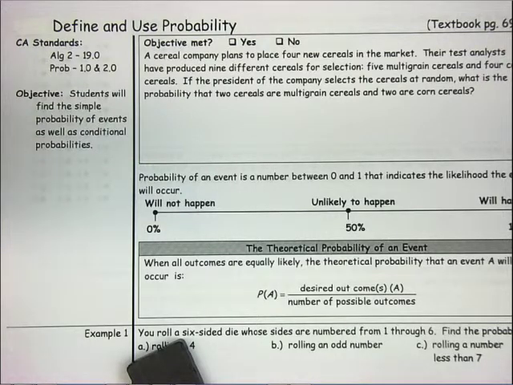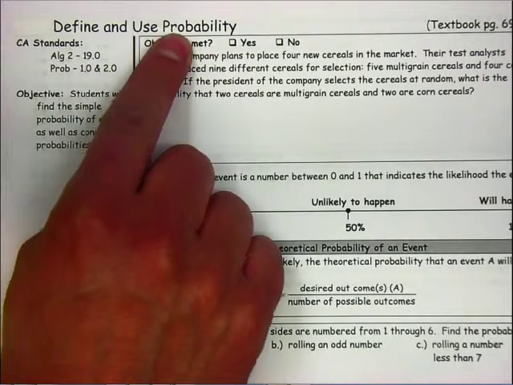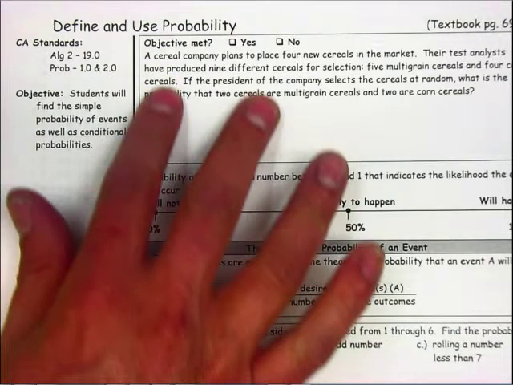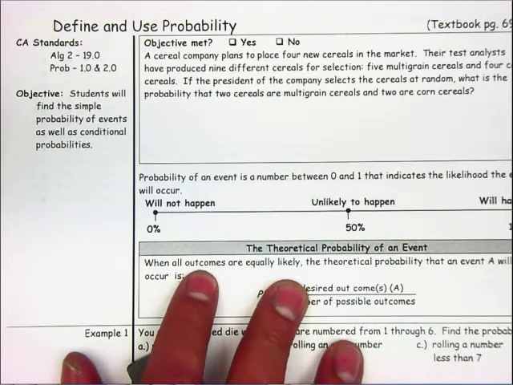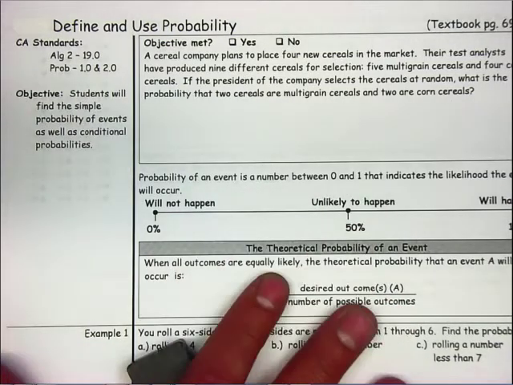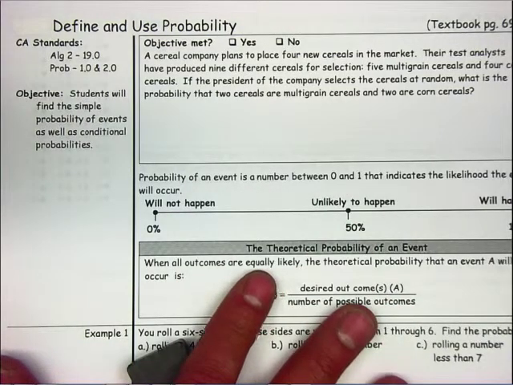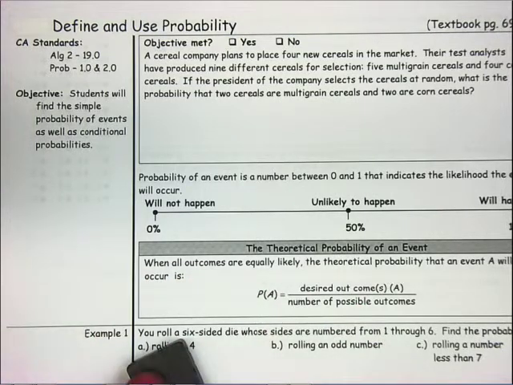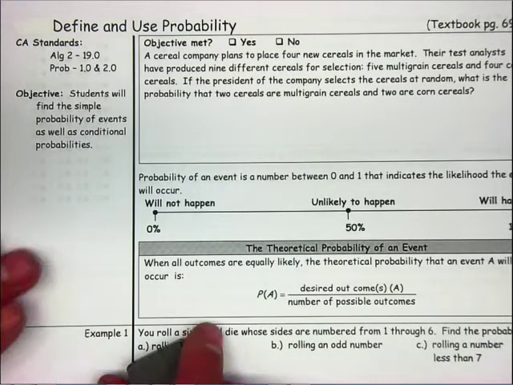Hi everyone. Today we are going to cover probability. So we're going to define and use probability. If you notice, there are going to be word problems, but it's a very simple process. The ones on the front side are going to be a lot more simple than the ones on the back, which are a little more complex. But we'll get through this together.